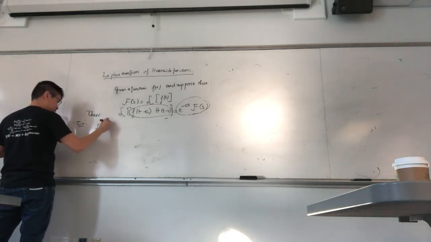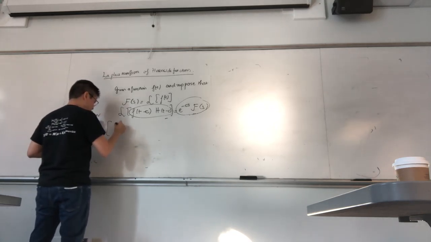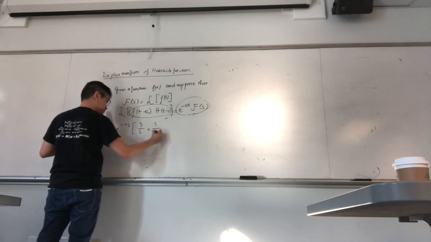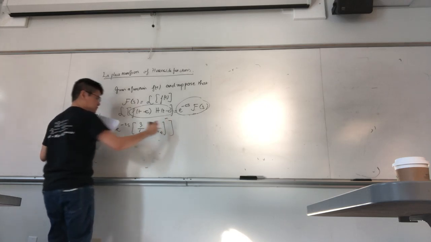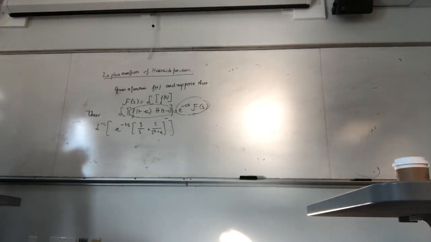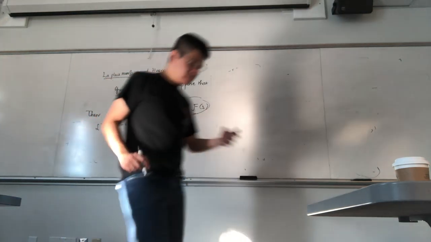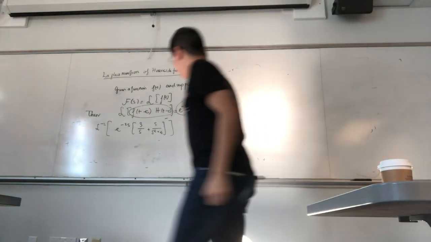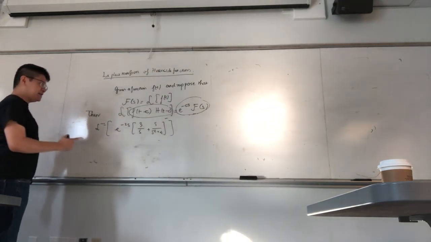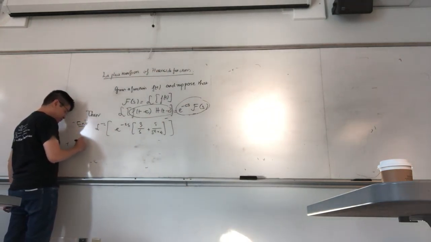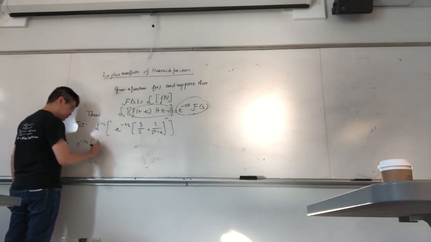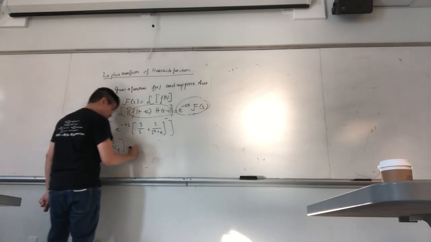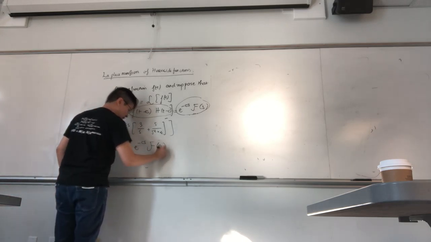So the next example is the inverse Laplace transform of e to the power minus 2s times 3 over s plus s over s squared plus 4. So again, in this case, I'm going to use this formula again. So I have e to the power minus 2s and 3 over s plus s over s squared plus 4, and this gives me e to the power minus cs and F of s.